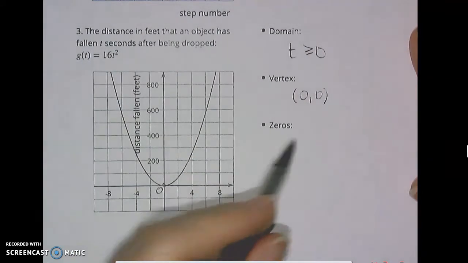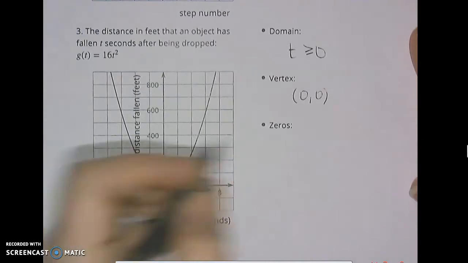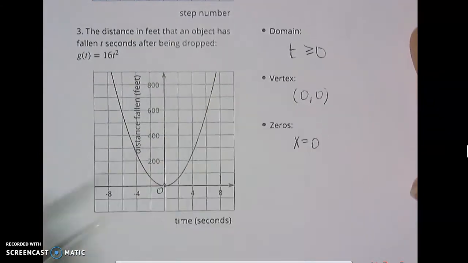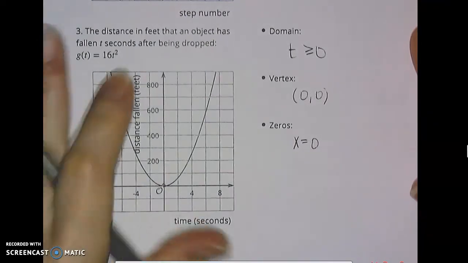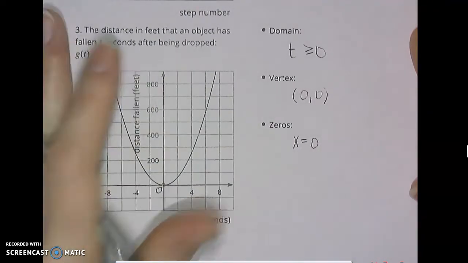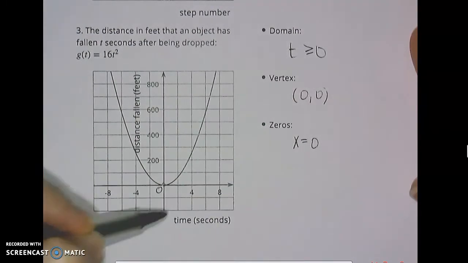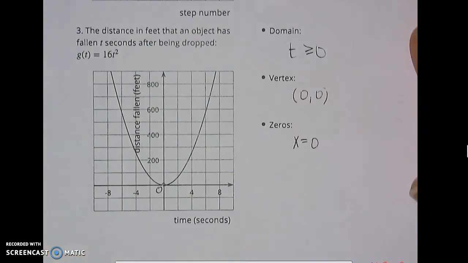And for zeros, it's crossing only at that place, so we would say x equals 0. For this one, again, you would only want the first quadrant. Negative time, negative distance fallen doesn't make sense in this situation, and so you would not need those.